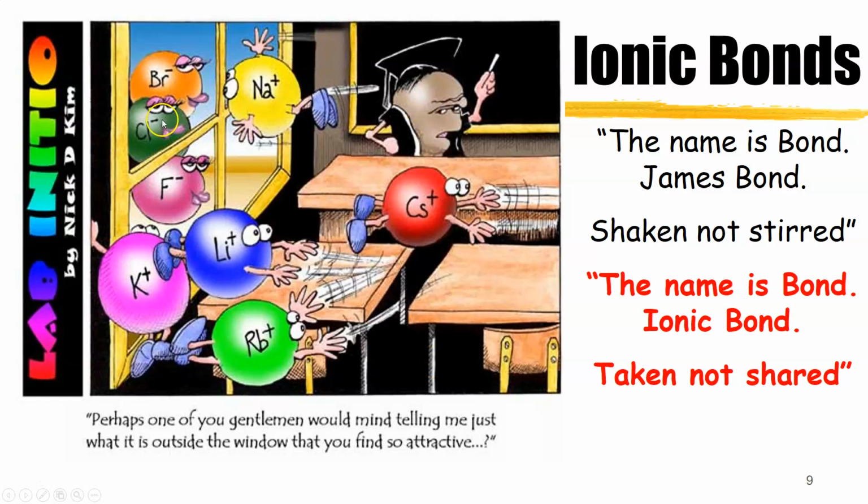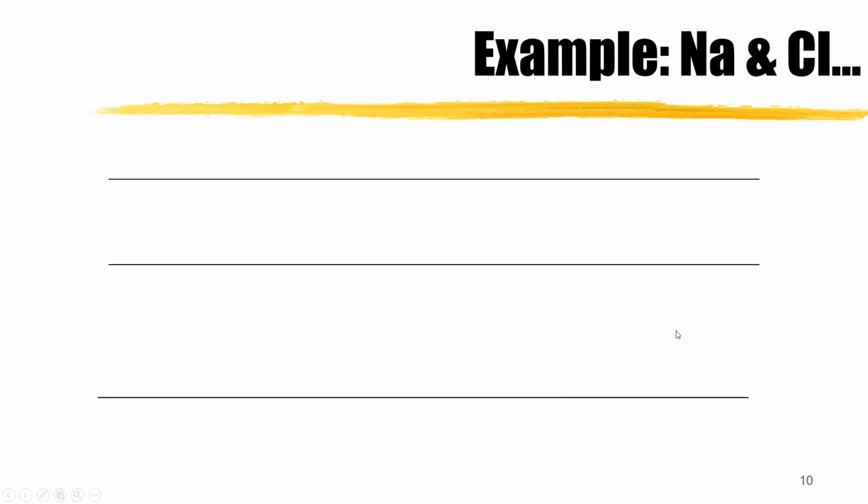The idea is that the negatively charged ions and the positively charged ions are being drawn together. So let's walk through an example of sodium and chlorine. I'm going to do this in two columns. We're going to have information about sodium in one column, and information about chlorine in the other column.